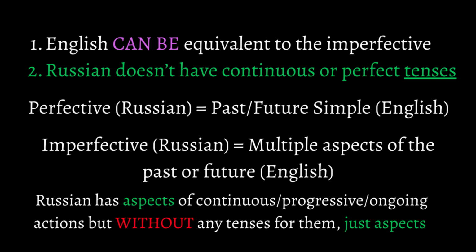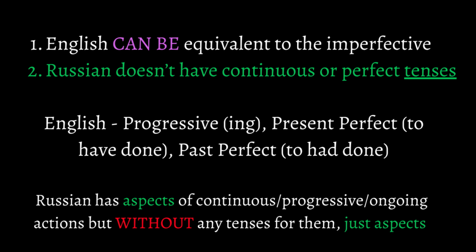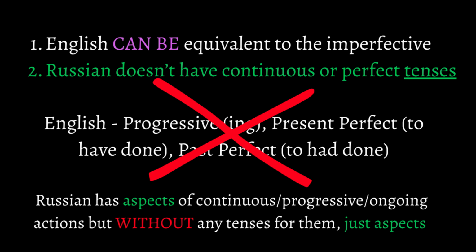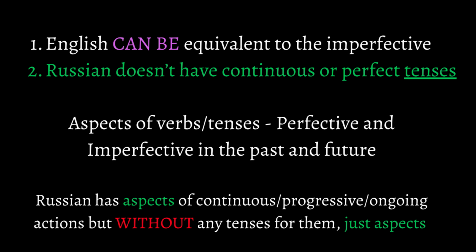When I said that Russian doesn't have continuous or perfect tenses, it means that the grammar, like -ing and to have/had in English, does not exist in Russian. Rather, it has aspects but not tenses. English has tenses like the past progressive, past perfect, future perfect, and so on, but Russian only has aspects of the tenses, perfective and imperfective, in the past and future.